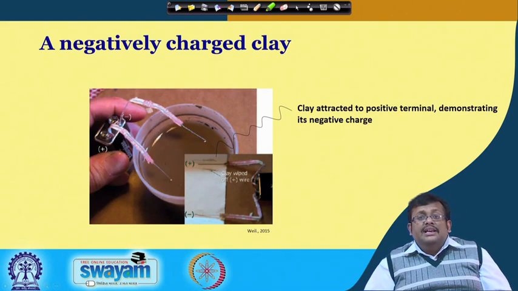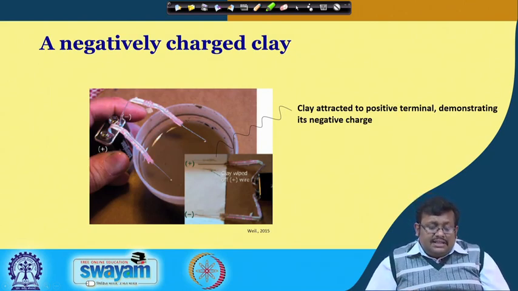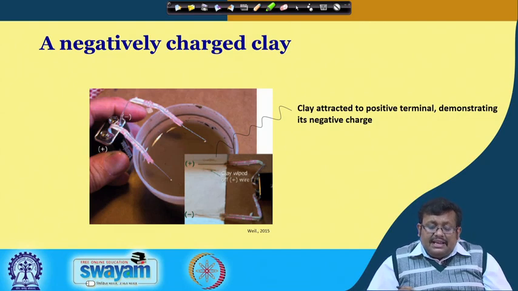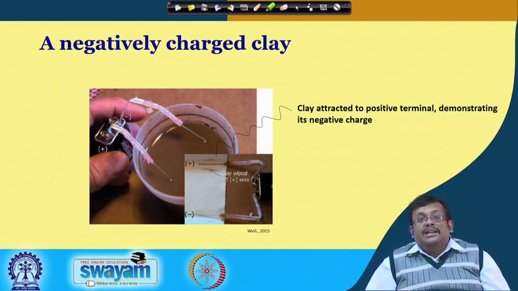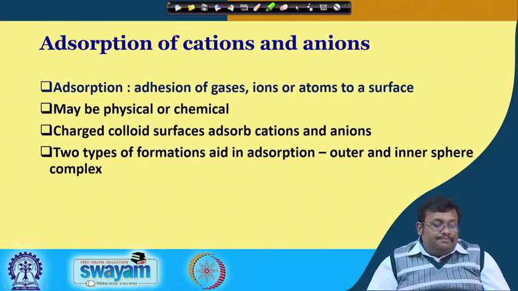Clays are negatively charged, and there is a very good experiment where scientists have placed two electrodes, and you can see the clay attracted to the positive terminal, demonstrating its negative charge. So, clay particles are negatively charged, and this negative charge develops predominantly from the isomorphous substitution, or constant charge.